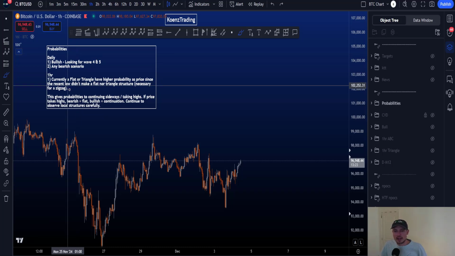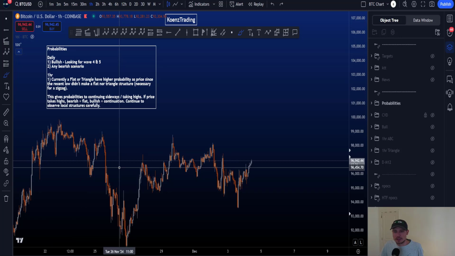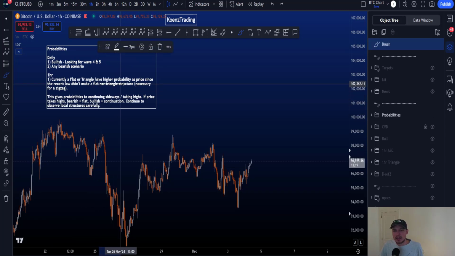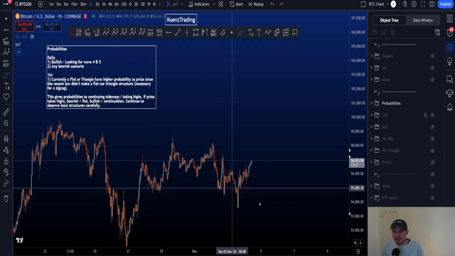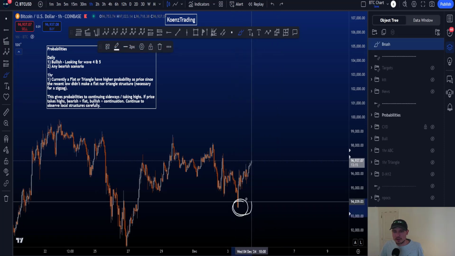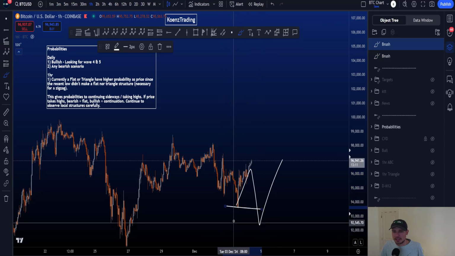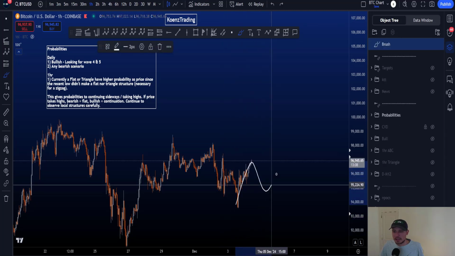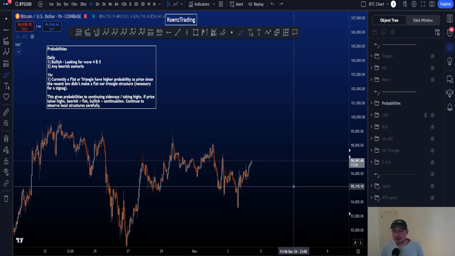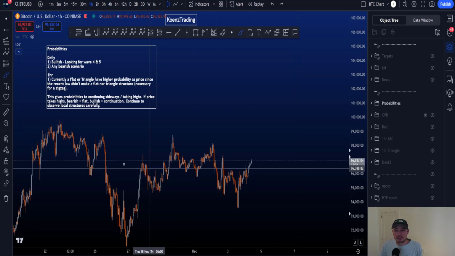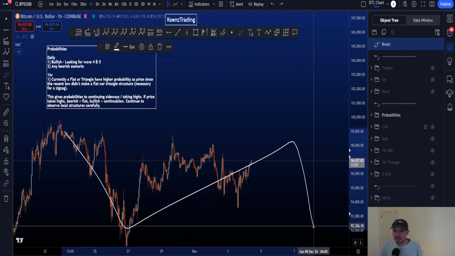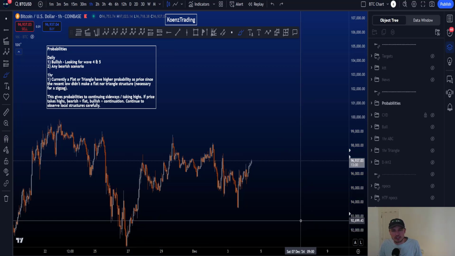Now on the 1 hour time frame, this range over here, currently a flat or triangle, has the highest probability, as the price since the recent low over here has not made a flat, meaning ABC, taking out this low, nor has it made a triangle structure so far. And these two are necessary to potentially count a zigzag in an ABC, so it's just not yet relevant.